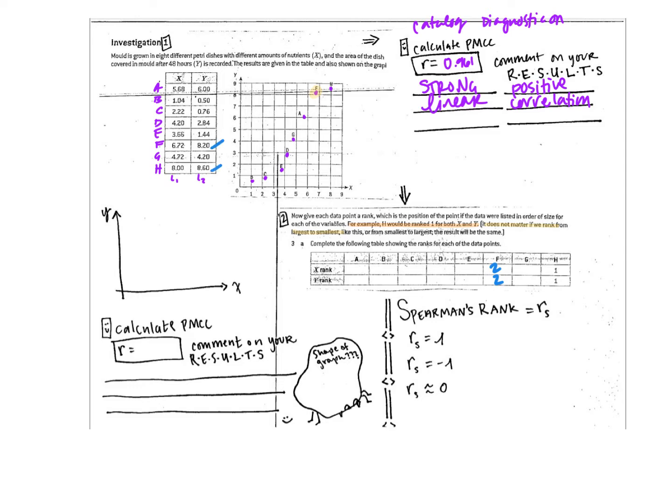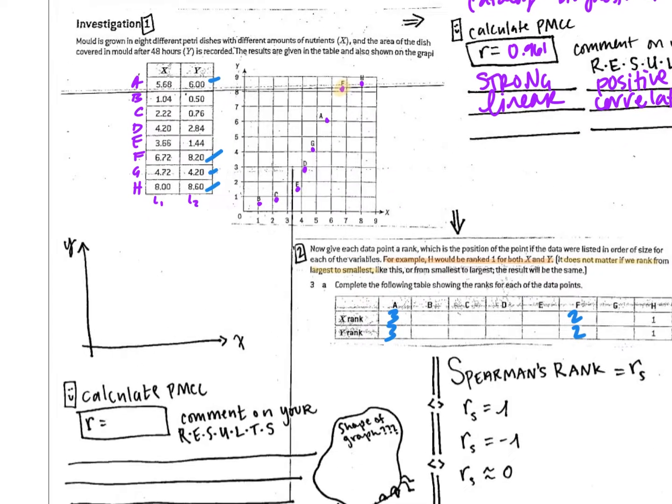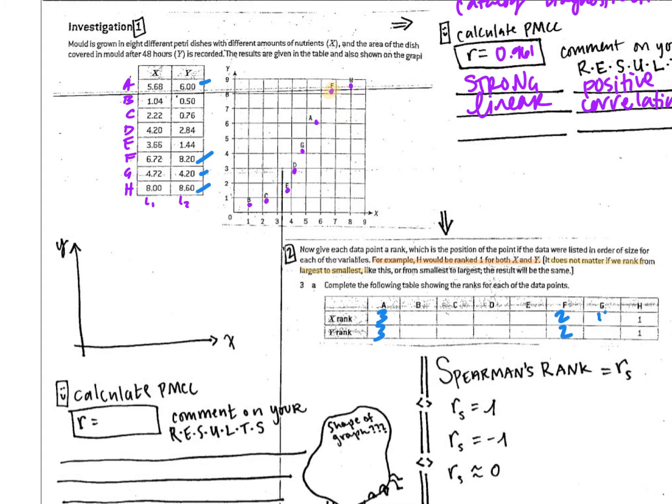We just did F. Then I'm looking at my table, or if you have a graph, sometimes you don't have a graph though, just saying. I'm going to see what's next, and it looks like A. So for both, that is 3, 3. Then next is G, which is a 4. So I'm going down and putting them in order.